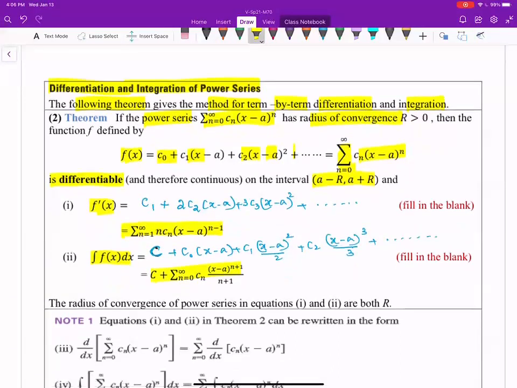One more thing about this derived series and the integrated series: if the original function represented as a power series has a radius of convergence r, then the radius of convergence of the power series in equations 1 and 2 will also be r. So the radius of convergence for the power series for f prime of x and for the integral, both of them, are going to be r.